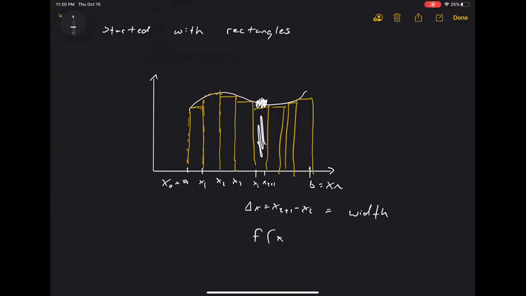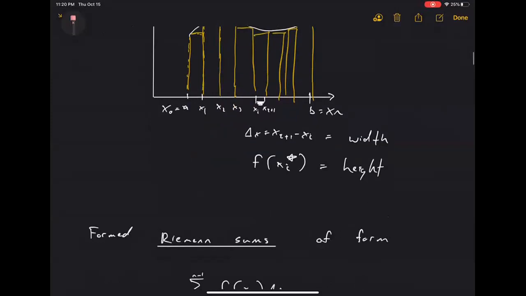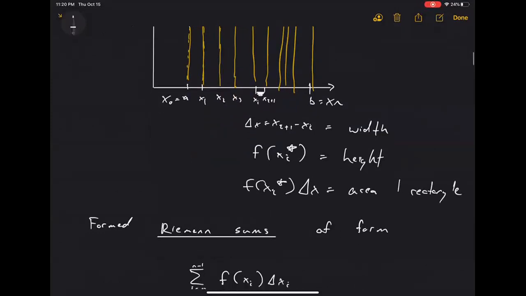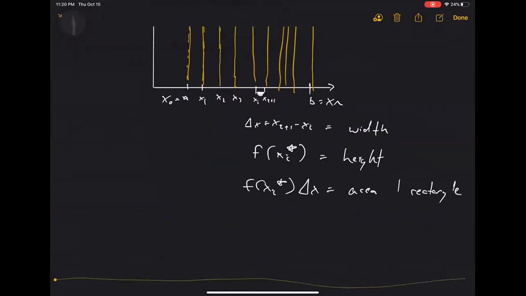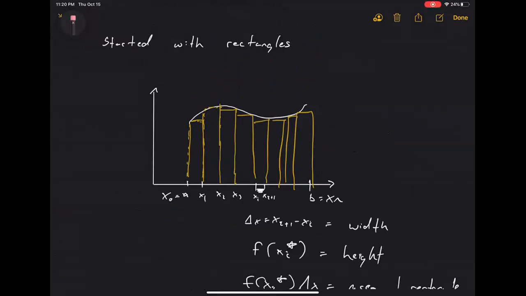So let's say f of xi star, where xi star is in my ith interval, is the height of my ith rectangle. So xi star is somewhere in between these two, and then I plug it into my function, and I get a point up here, and I call that the height of my rectangle. So f of xi star times delta x gives me the area of one rectangle, and then I add up all those areas and I get the total area of all my rectangles.